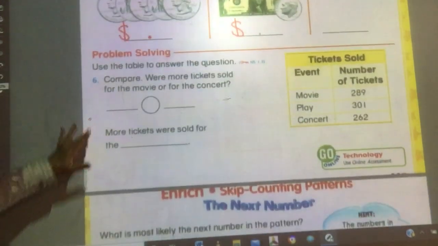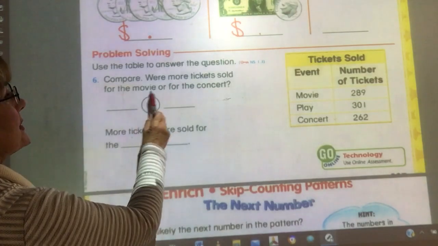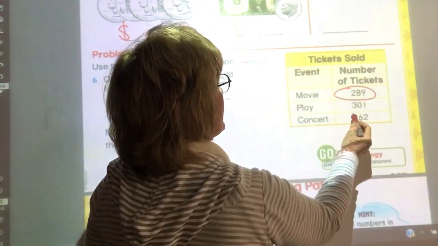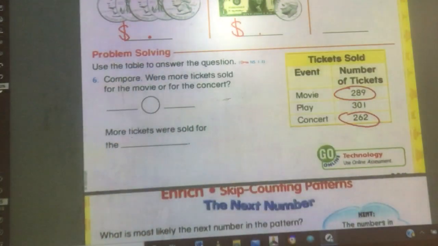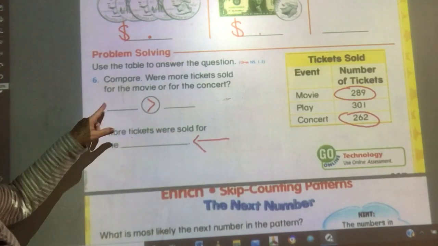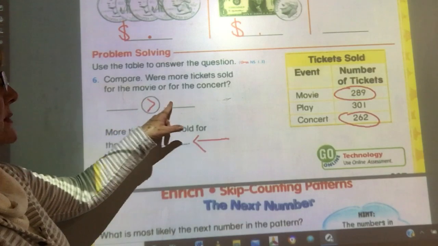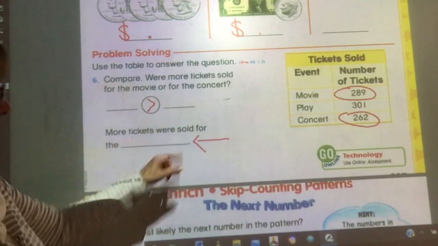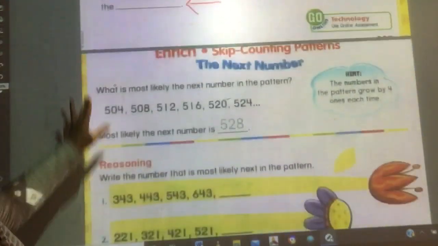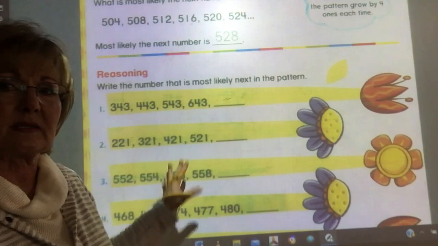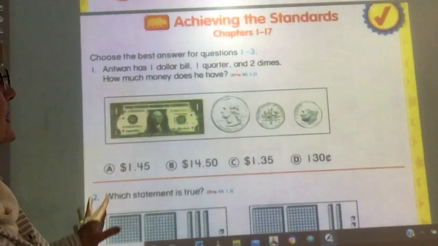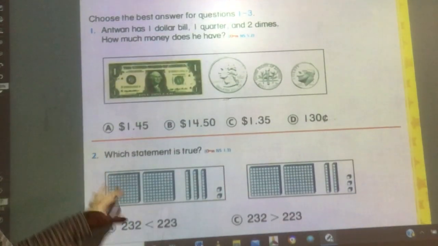Using the table, were there more tickets sold in the movie or the concert? So movie, concert, which number is greater? The name will go there. You want to put the greater number here, greater than the smaller number, and write the name of the activity that sold the most tickets. Now remember, when you get finished with your whole test, if you like more of a challenge, go ahead and do the enrich, but if not, we're continuing on.